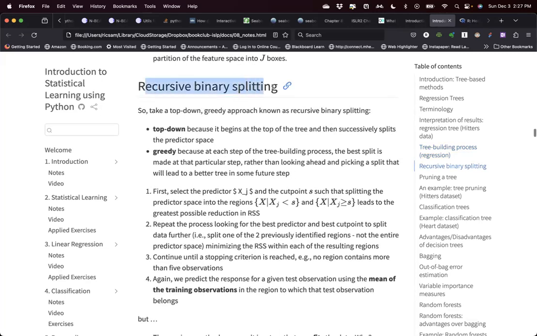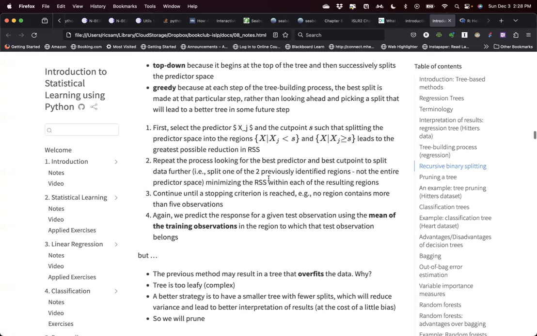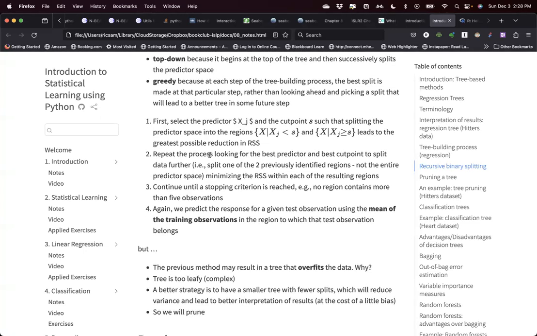So the recursive binary splitting is what is called a top-down approach, top-down because it begins at the top of the tree and then successively splits the predictor space. It uses the least residual sum of squares, RSS, in regression. And the greedy part is because at each step of the tree-building process, the best split is made at that particular step rather than looking ahead and picking a split that will lead to a better tree in some future step. So the best split is made at a particular step, at a particular threshold, right? This is basically the iteration, explaining how the tree is being built with the splittings, etc.